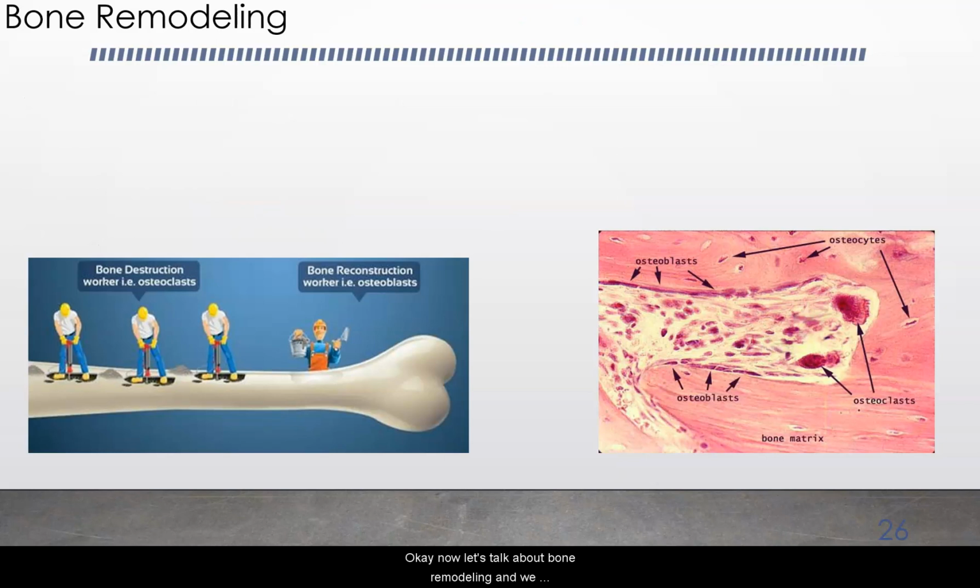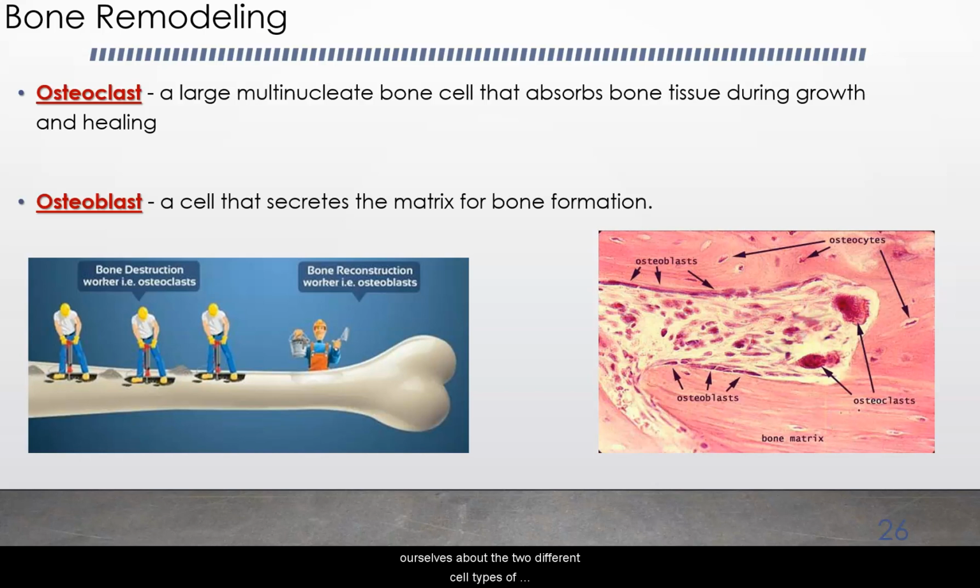Okay, now let's talk about bone remodeling. And when we talk about bone remodeling, we will remind ourselves about the two different cell types, the osteoclast and the osteoblast. Again, an osteoclast is a large multinucleate bone cell that absorbs bone tissue during growth and healing. And an osteoblast is a cell that secretes the matrix for bone formation. So if you think about bone destruction, your workers are your osteoclasts, and if you're reconstructing bone, your workers are the osteoblasts. So here are osteoblasts, and here at the end, you can see the multinuclei in the cells are the osteoclasts.